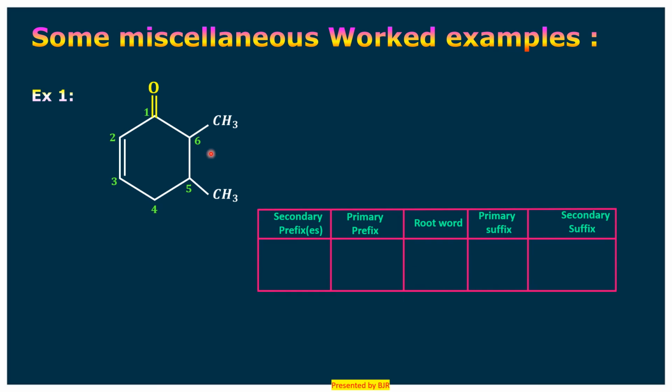Root word: 6 carbon atoms are there, so the root word is hex. Primary suffix is "-en" because a double bond is there in the ring. Primary prefix is cyclo. Secondary suffix is "-one", since C double bond O is there. Secondary prefix is methyl. So 5,6-dimethylcyclohex-2-en-1-one.